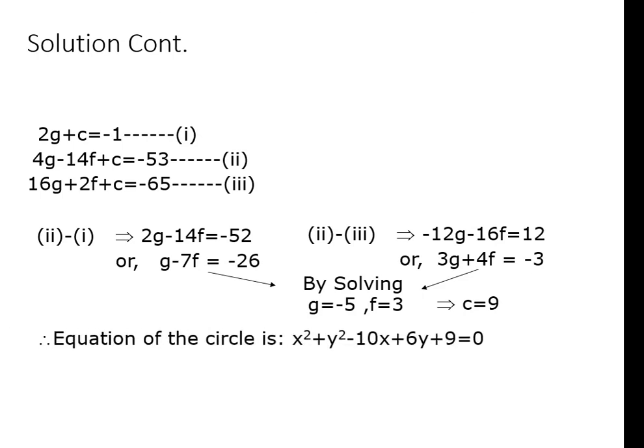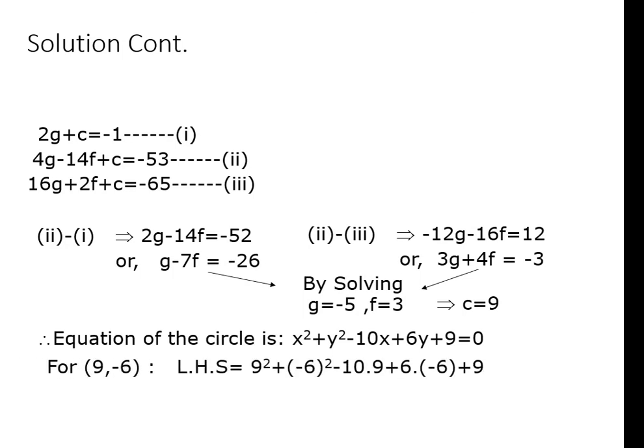Now see, the equation of the circle is x square plus y square plus 2gx plus 2fy plus c, where g is equal to minus 5, f is equal to 3, c is equal to 9, and we show that this circle passes through the fourth point, which is 9 and 6. When we put in 9 and 6, we get 0. So the 4 points are concyclic.